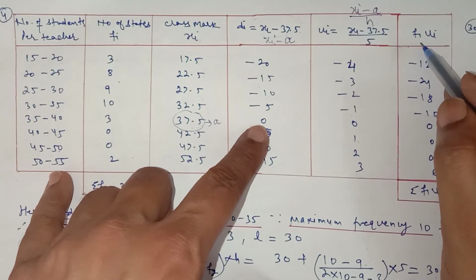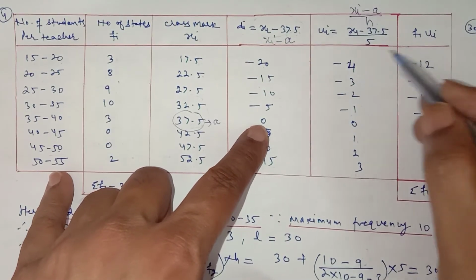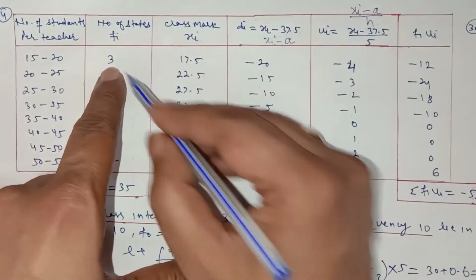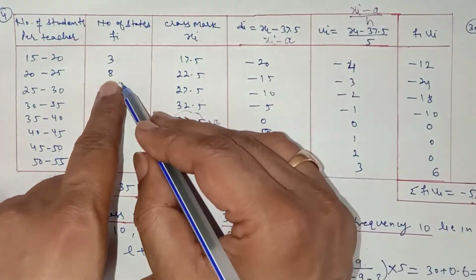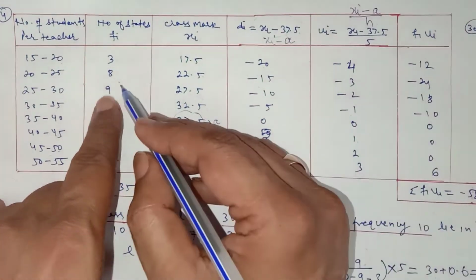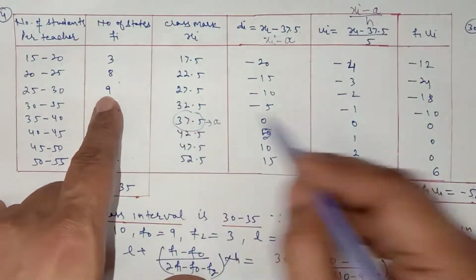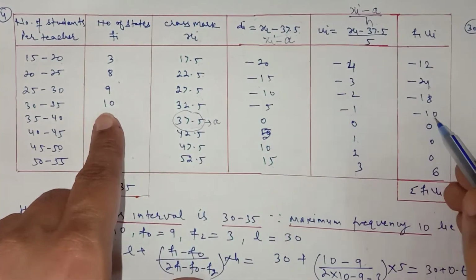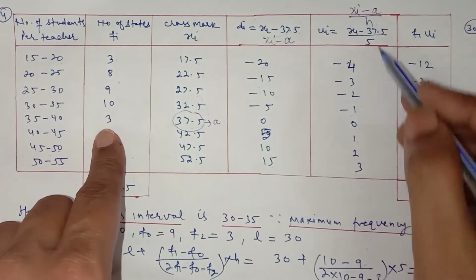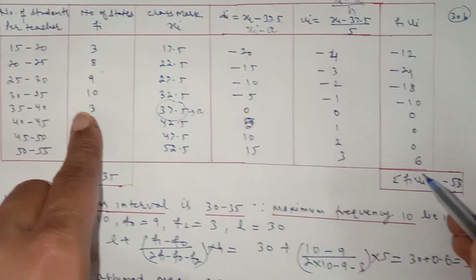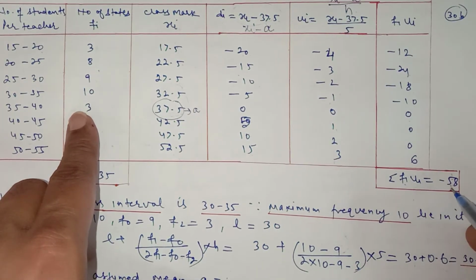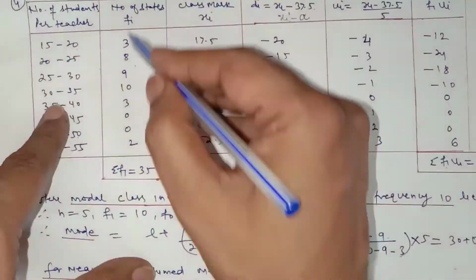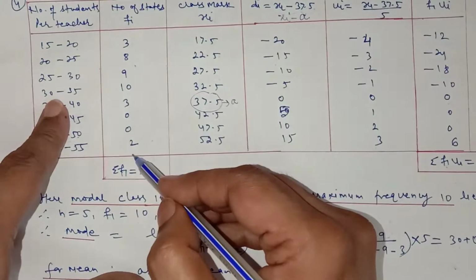Then you have to find the column of fi into ui, for which you multiply this column with this, that is 3 into minus 4 is minus 12, 8 into minus 3 is minus 24, 9 into minus 2 is minus 18, 10 into minus 1 is minus 10, 3 into 0 is 0, and so on. And the sum of this column, summation fi ui, is equal to minus 58. The sum of the frequency is 35, the sum of this column.